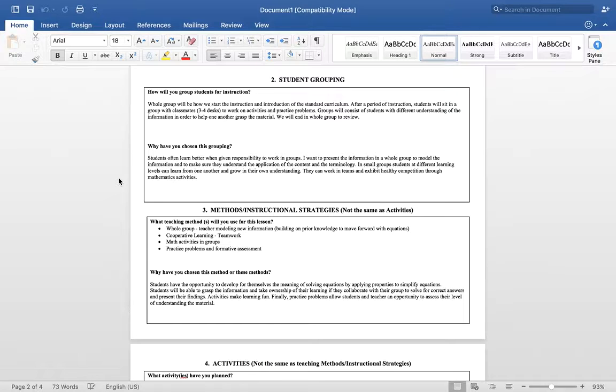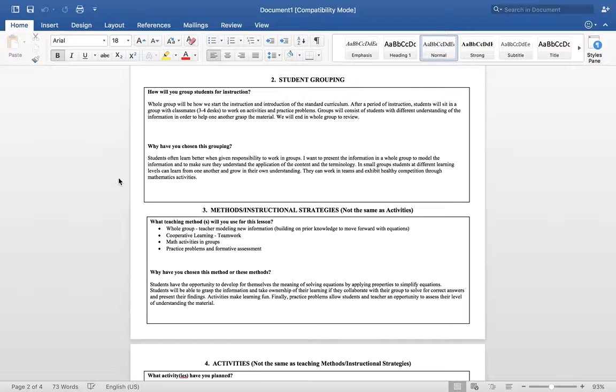I've chosen these methods so students have the opportunity to develop for themselves the meaning of solving equations by applying the properties to simplify the equations. Students will be able to grasp the information and take ownership of their learning if they collaborate with their group to solve for the correct answers and present their findings to me and other classmates.